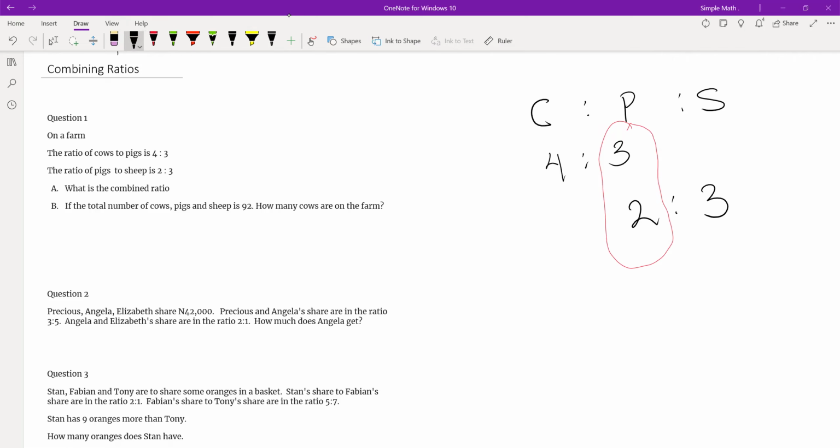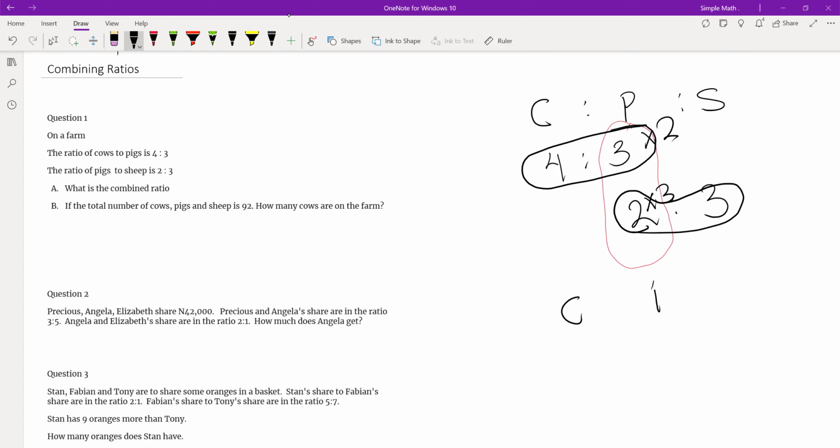Multiply them with each other. So we have 3 times 2 and then 2 times 3. Now this 2 is going to affect everything here, and this 3 is going to affect everything here. So I'll write out C, P, and S again. 4 times 2 is 8. 3 times 2 is 6. 2 times 3 is 6. And then 3 times 3 is 9. So now they are the same.